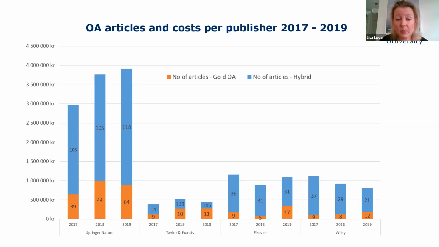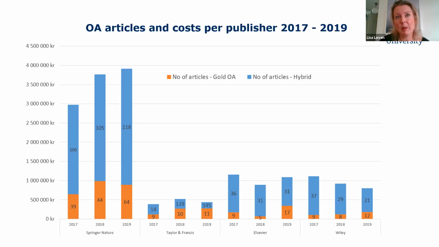And if you look at the Taylor & Francis columns, it's quite obvious, if you know that we have an agreement, that it started in 2018, because in 2017 there were only 14 hybrid open access articles published in Taylor & Francis journals at Stockholm University, but in 2018 we had as many as 139. And in case you wonder why it looks so comparatively cheap to publish with Taylor & Francis, it's not like that. It's just the price model of the agreement.